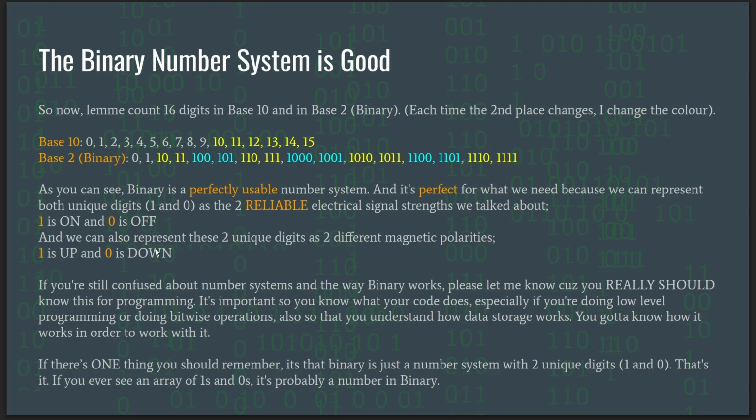Also, we can represent these two unique digits as two different magnetic polarities. That'll be important later. 1 could be up and 0 could be down. Or you can do anything you want, north and south. You can even switch them.